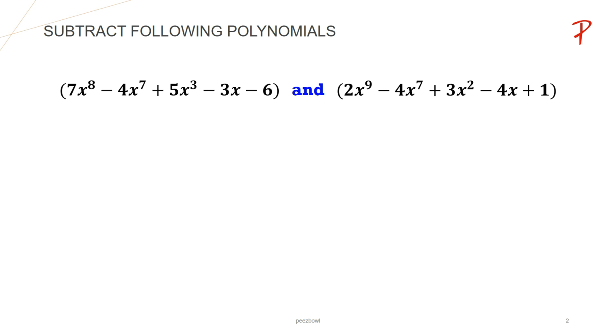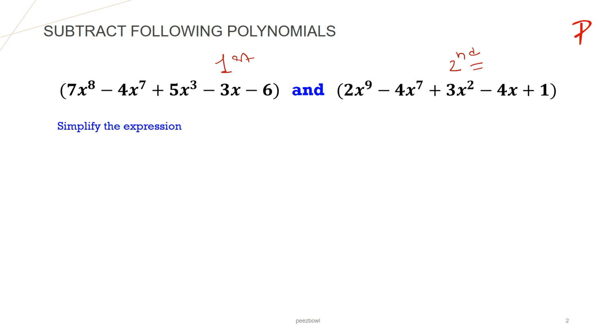Hi, in this example, let us subtract these two polynomials. So this is the first polynomial and this is the second polynomial. Before we start the subtraction, we need to simplify the expression. And how do we simplify the expression?